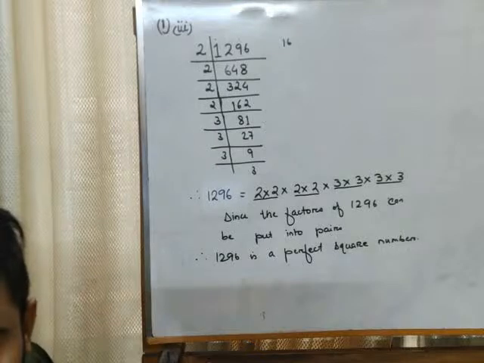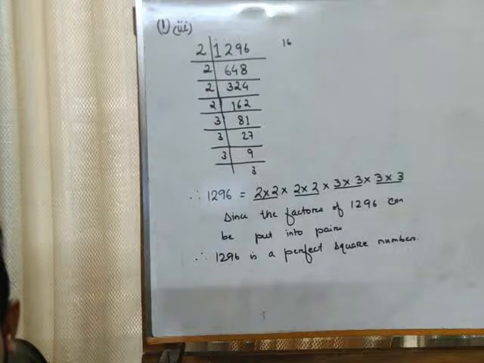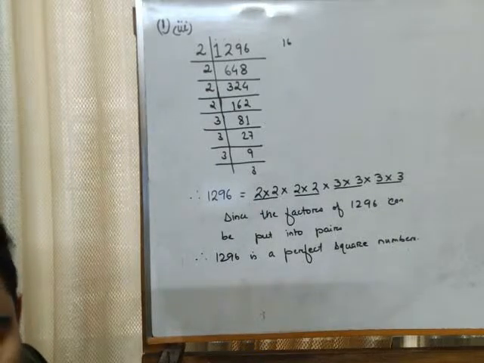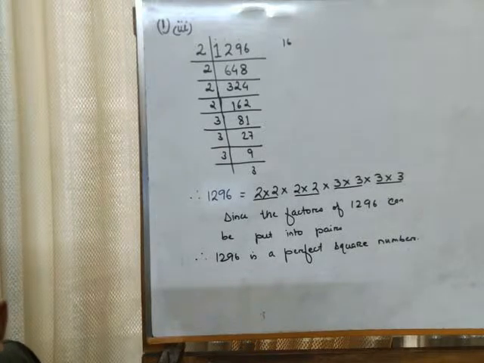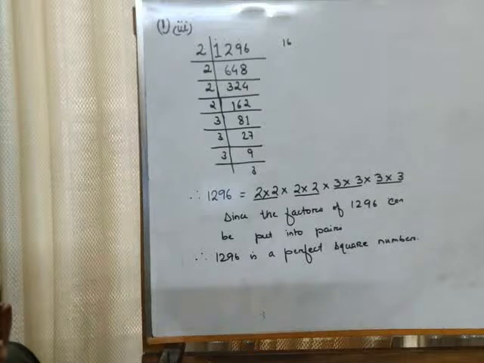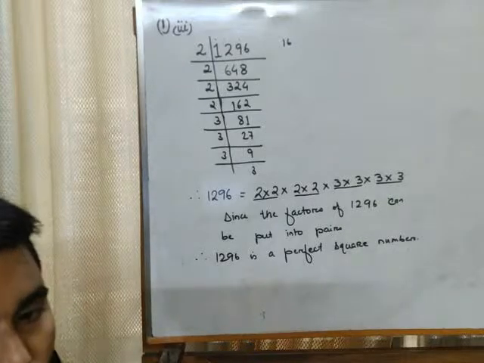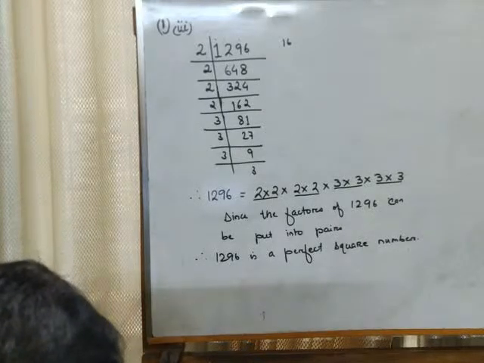Find the smallest number by which each of the given numbers must be multiplied so that the product is a perfect square. Did you all get the question?